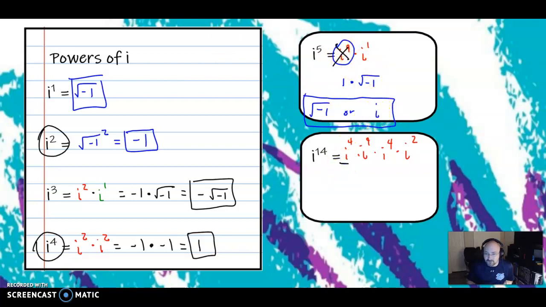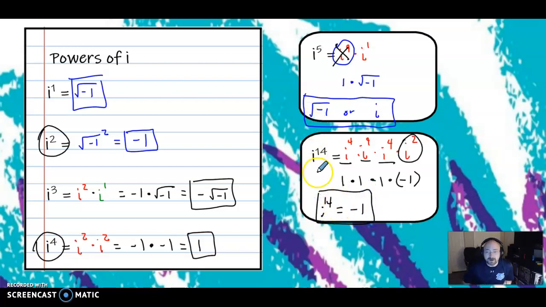Well, this is 1 times 1 times 1 times i squared, which we still have to deal with. Okay, and actually, instead of calling that i squared, I should know better than that. I squared is over here. I squared is negative 1. Put that in parentheses. So 1 times 1 times 1 times negative 1, i to the 14th is really the same as negative 1.